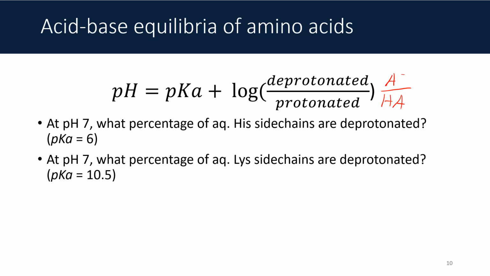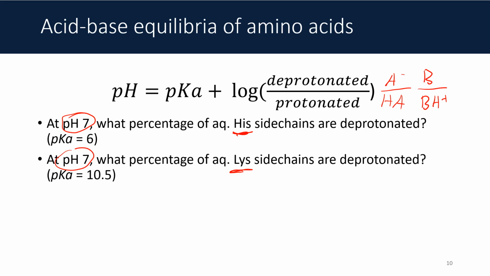Or in the case of a basic residue, B over BH plus. Same thing, really. Now, what I want us to do is compute the percentage of deprotonated side chains in a histidine solution compared to a lysine solution, and both will be buffered at pH 7. So let's take a minute to pencil down our answers here. I will model out the first calculation, and I encourage you to pause it when I'm done and try to preempt me on the second one, and then you can compare our answers.